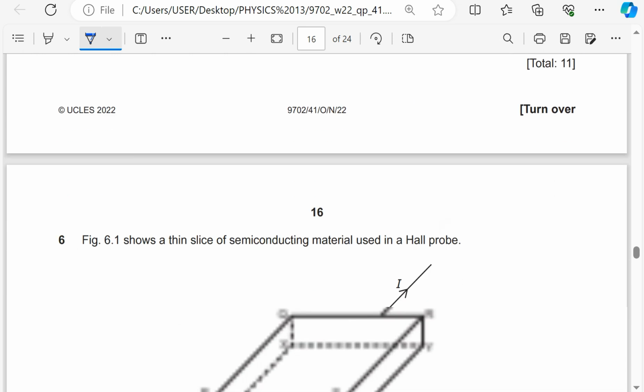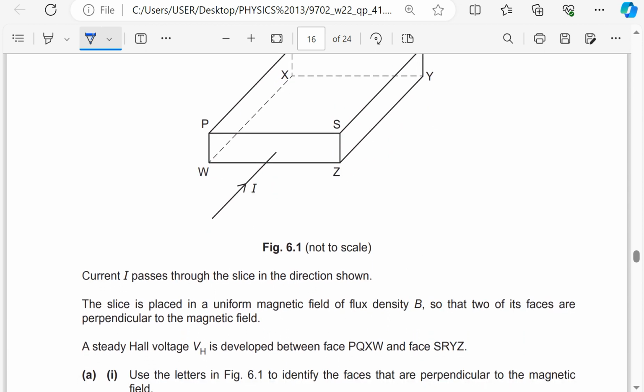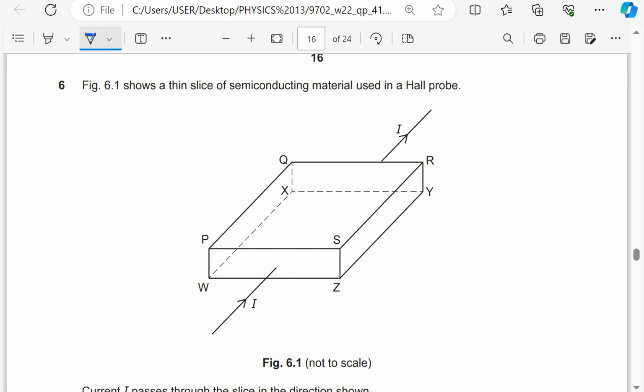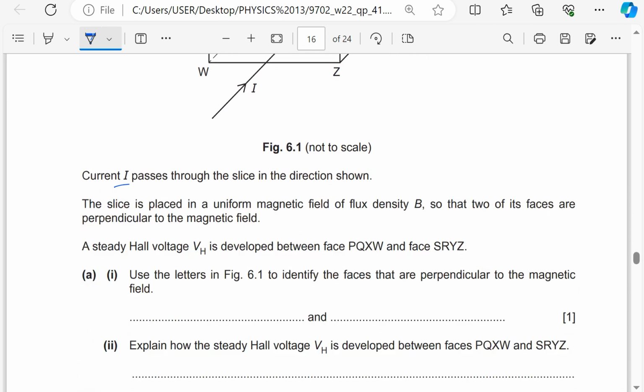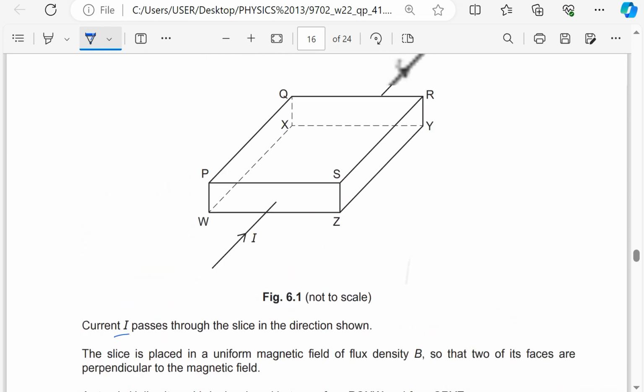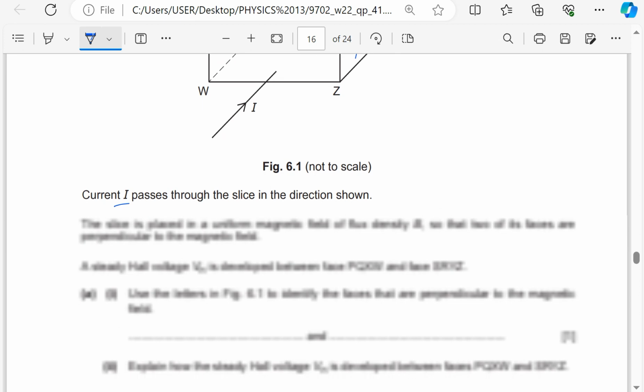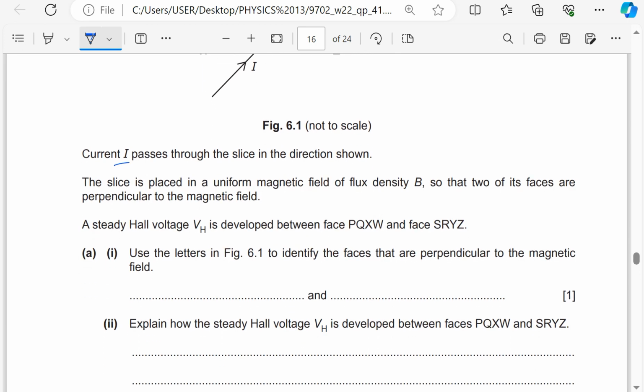As simple as that. Then, as this is still magnetic fields, the figure shows a thin slice of conducting material used in a Hall probe. Current I passes through the slice in the direction shown. The slice is placed in a uniform magnetic field of flux density B so that two of its faces are perpendicular to the magnetic field. A steady Hall voltage VH is developed between PQXW. So the Hall voltage is between this point here and this point here. Use the letters in the figure to identify the faces that are perpendicular to the magnetic field.